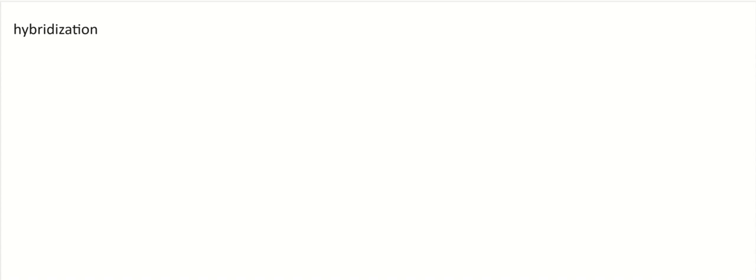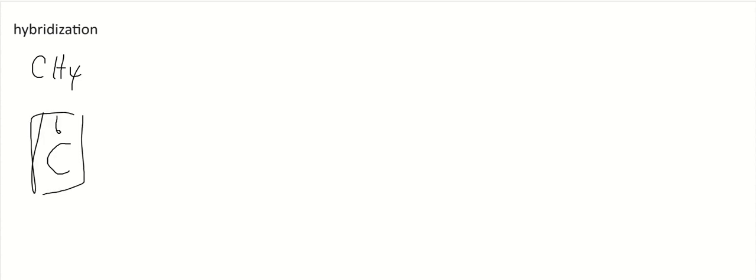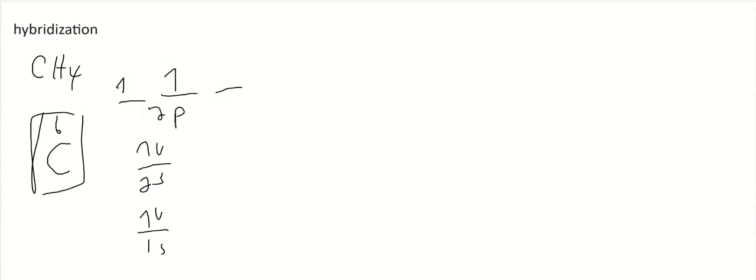Let's talk about hybridization, and we'll use the example of methane, CH4. Carbon has six electrons, and if we draw the orbital diagram for carbon, we have the 1s orbital with two electrons, the 2s orbital with two electrons, and then three 2p orbitals.